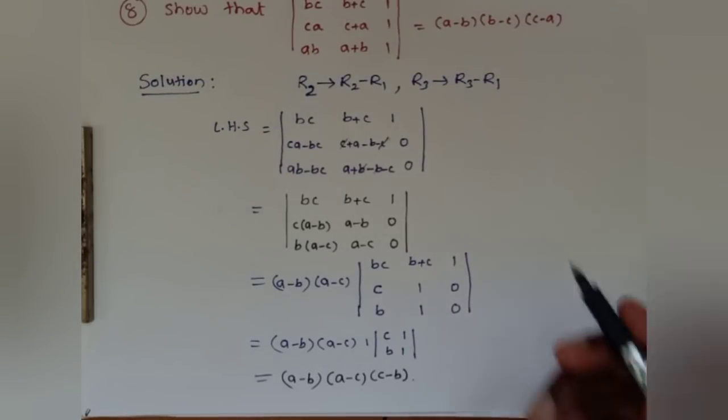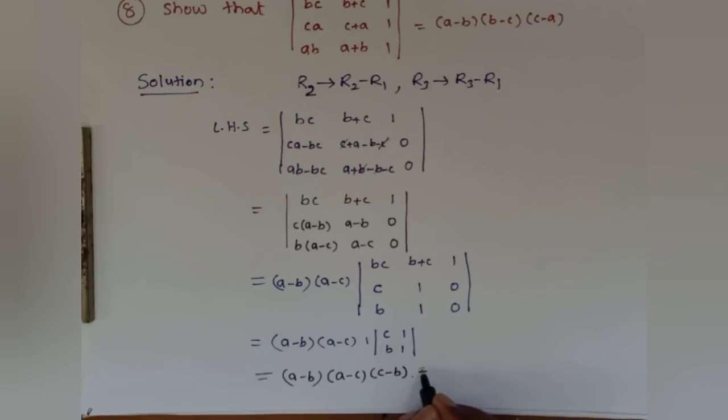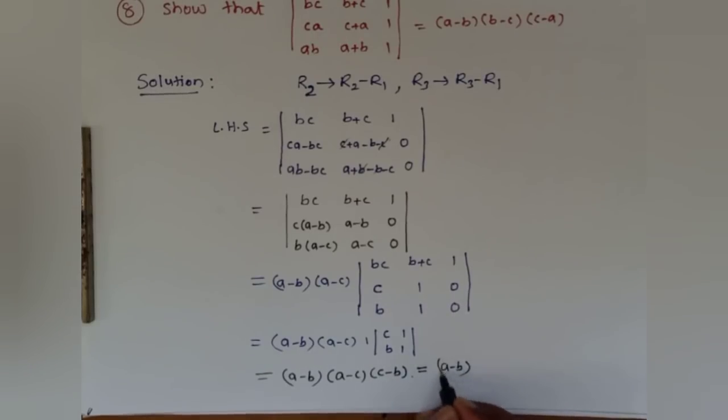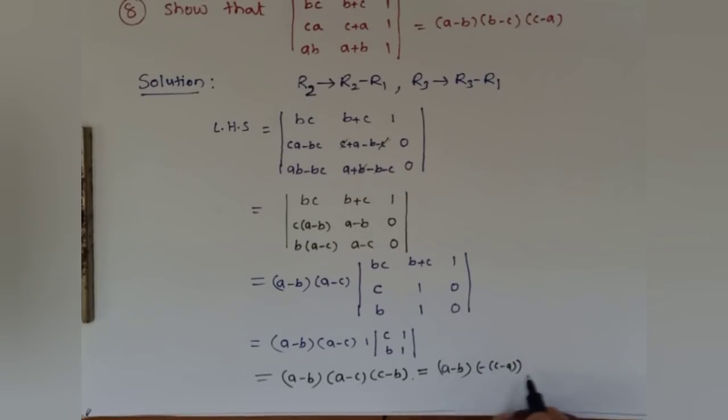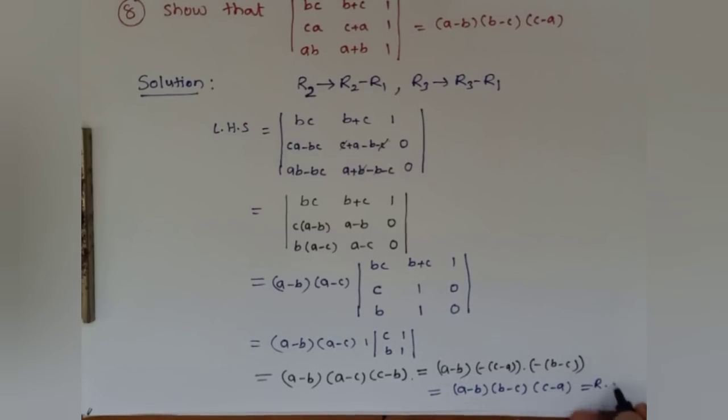But here the RHS part is A minus B into B minus C into C minus A. Now here it is A minus B, A minus C and C minus B. Now by taking a minus common from these two elements, that is A minus B into, we can write it as minus of C minus A into minus of B minus C. Now finally, minus into minus is plus, which is A minus B into B minus C into C minus A. So this is our RHS.